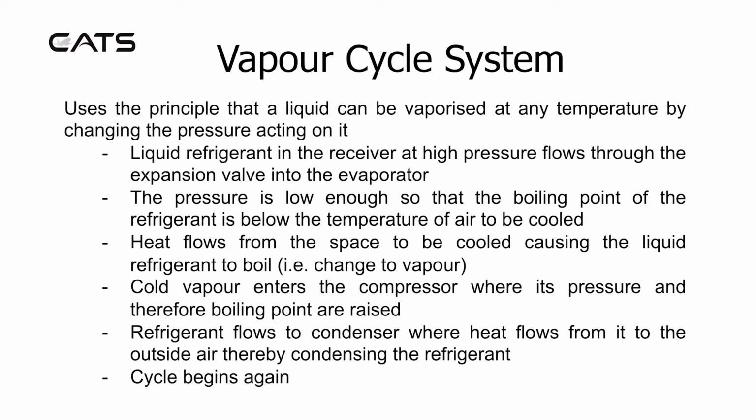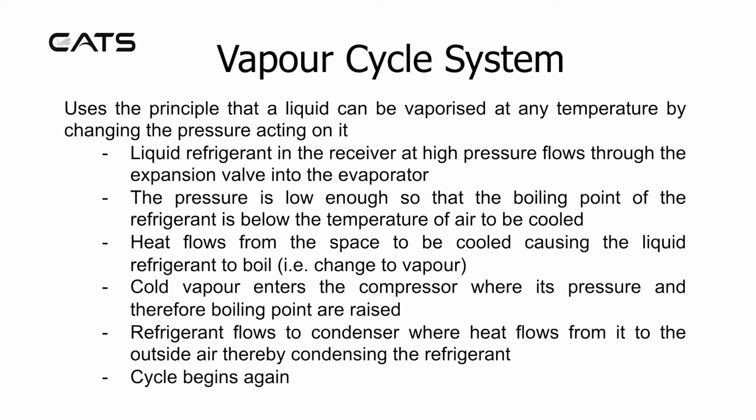The vapour cycle system uses the principle that a liquid can be vaporized at any temperature by changing the pressure acting on it. Liquid refrigerant in the receiver at high pressure flows through the expansion valve into the evaporator. The pressure is low enough so that the boiling point of the refrigerant is below the temperature of air to be cooled.